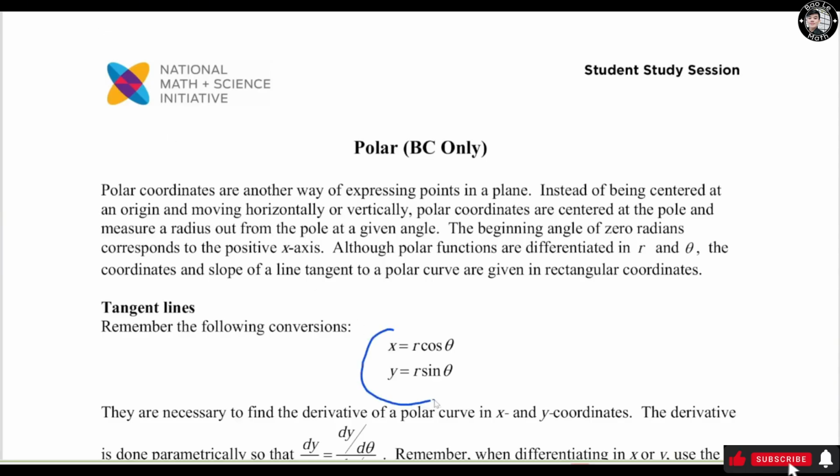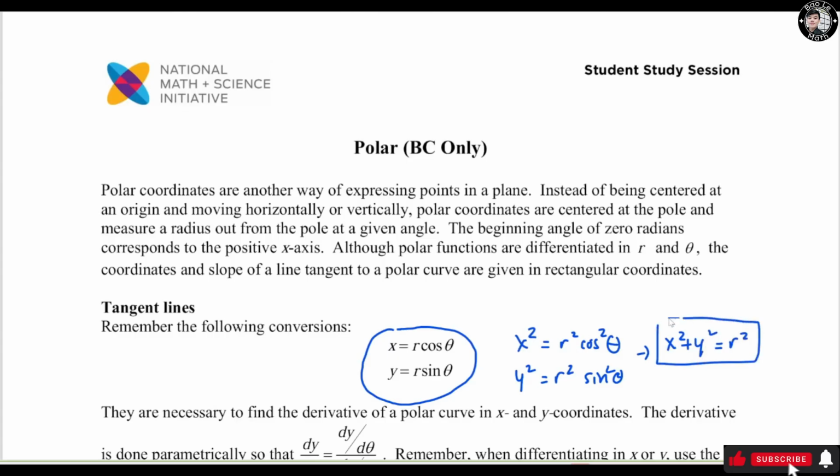x equals r cosine theta, y equals r sine theta. And then if you square both sides, it's going to be x squared equals r squared cosine squared theta, and this one, y squared equals r squared sine squared theta. Now if you add them up, you're going to end up with x squared plus y squared equals r squared. So keep this one in mind, right?